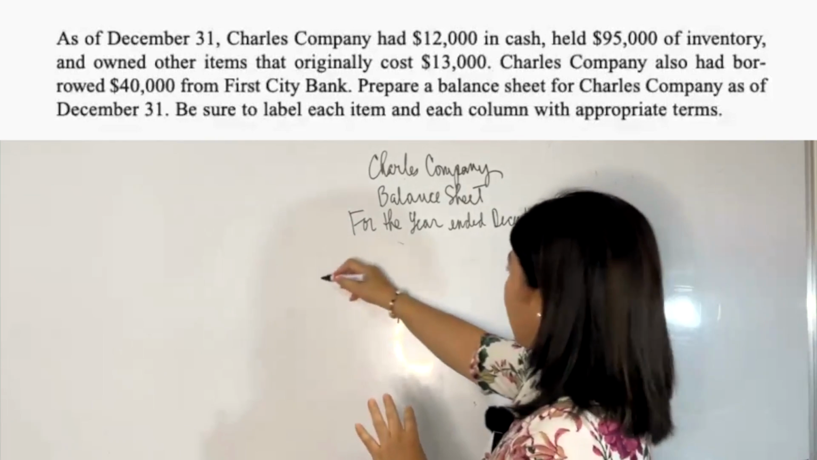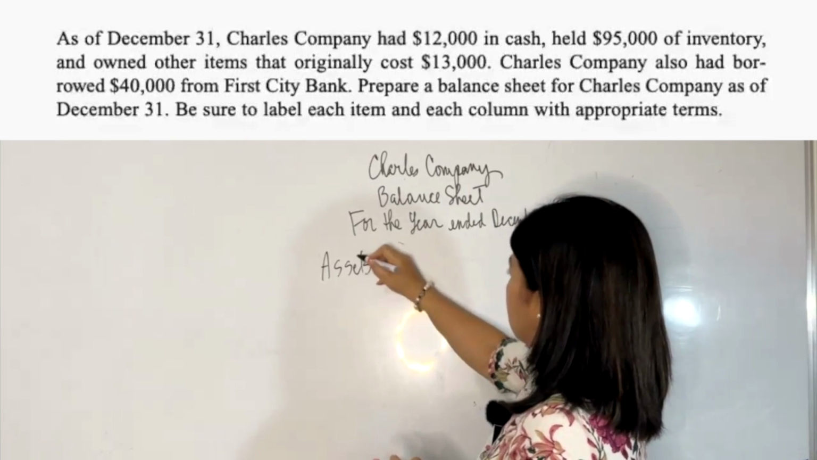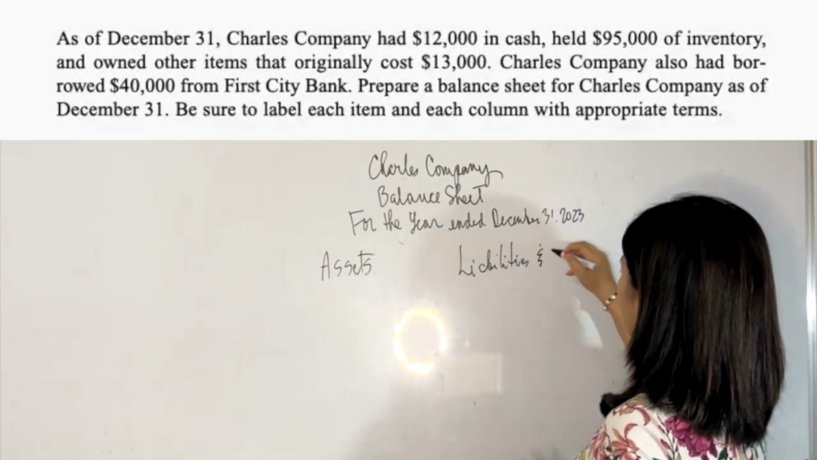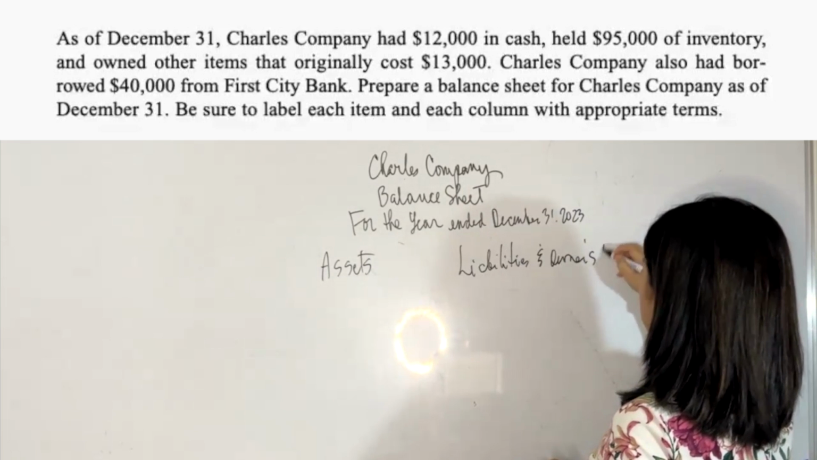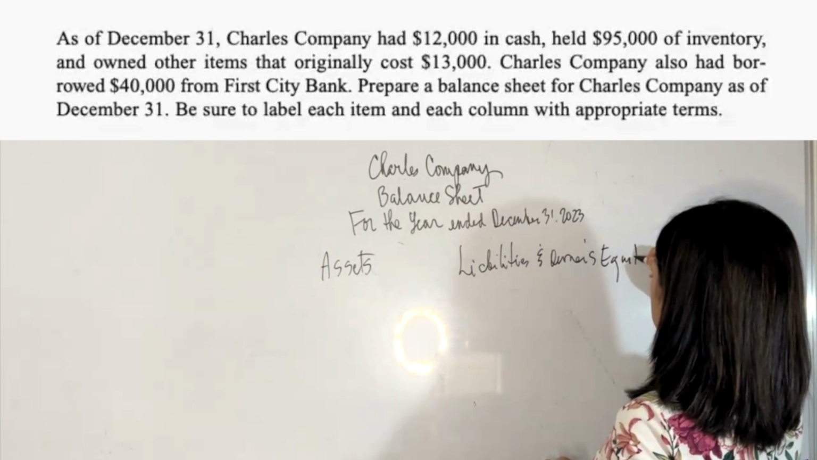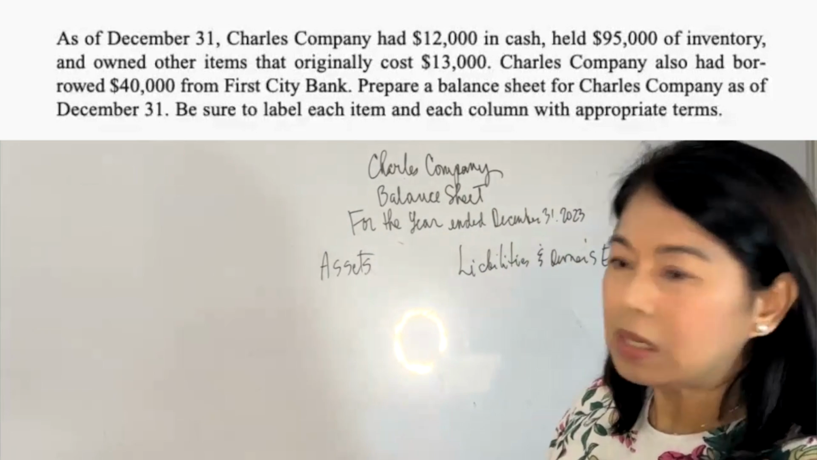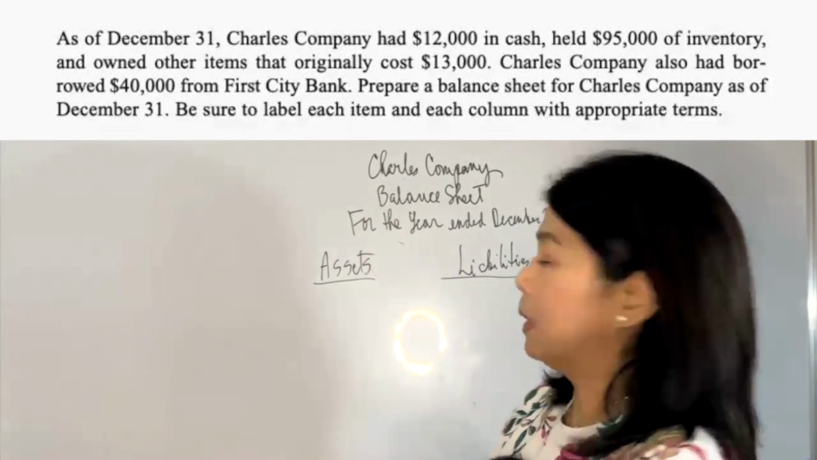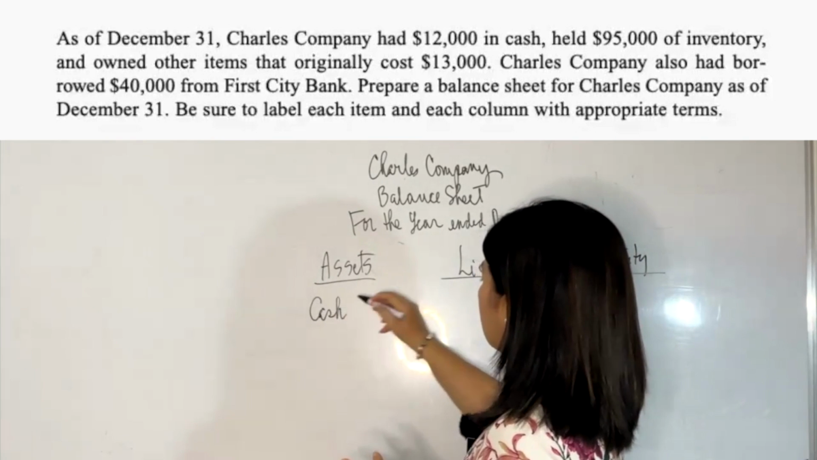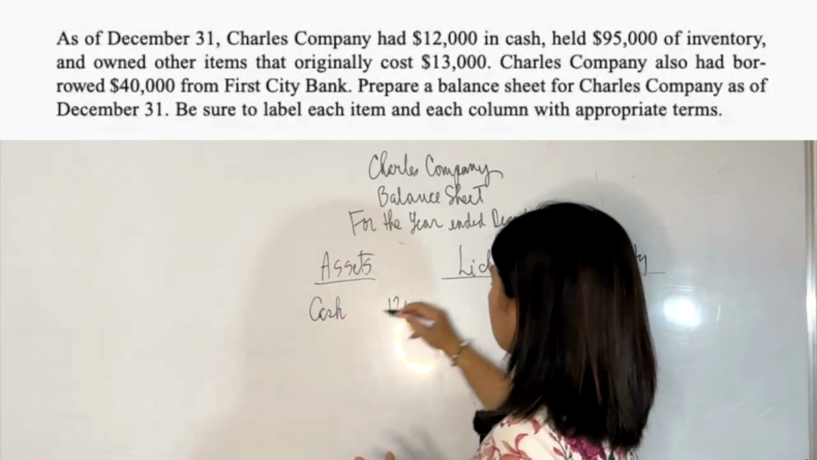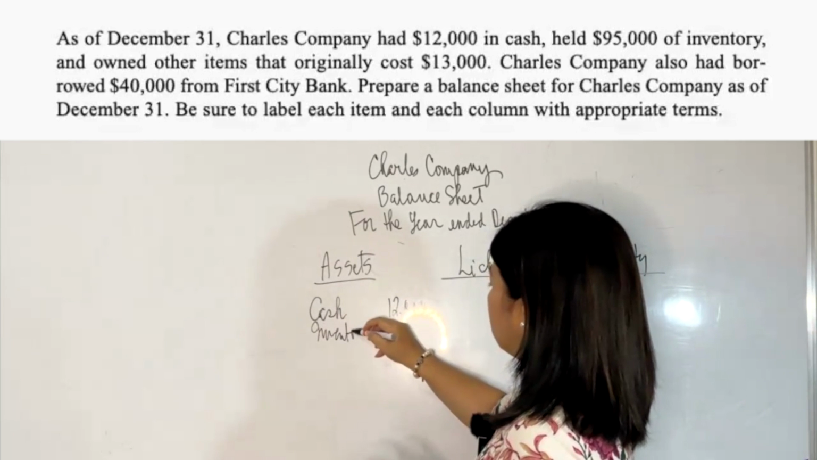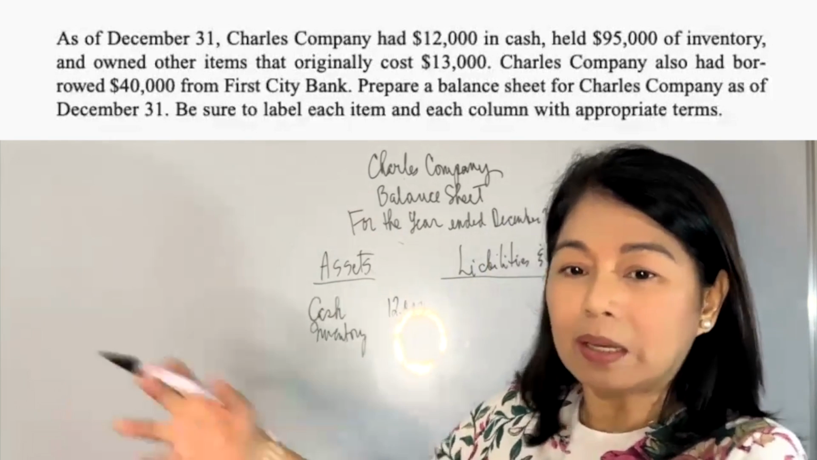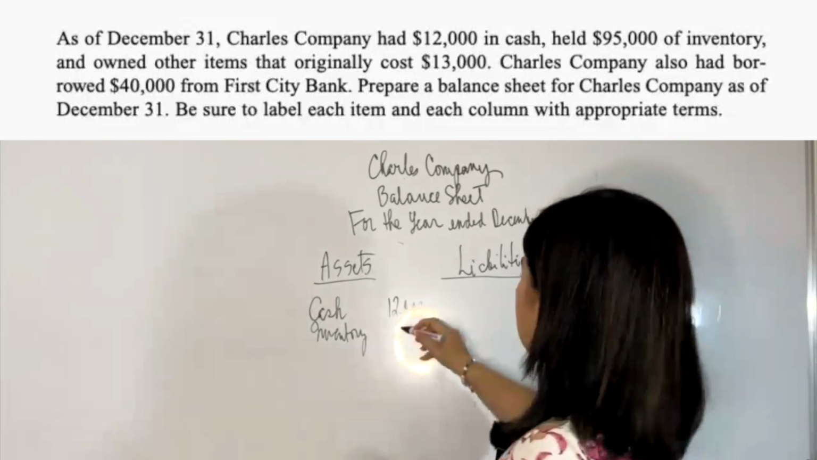We can just say this is asset. This is liabilities and owner's equity. So this is very easy. The cash under asset, we will not classify them really because this is a very simple company. The cash is 12,000. Inventory, it is under asset because it's something that is useful. You can actually sell it. You can manufacture it further. So they said 95,000.